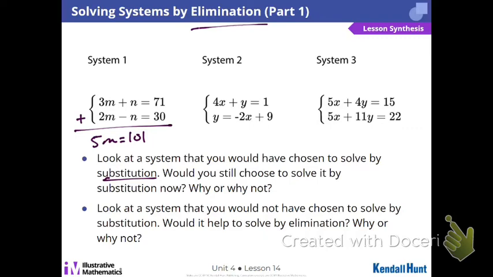Which one should we use for system 2, do you think? I think this one's asking for substitution, because I could take my y value and stick it right in for that y. Because where they cross, what's true about the y values? They are the same. And that one's in slope intercept.